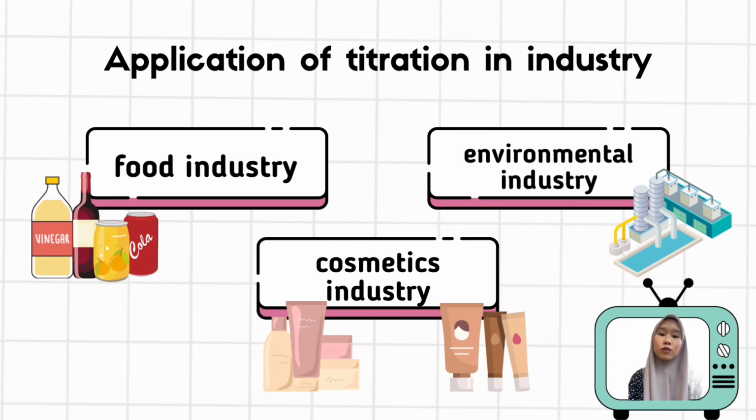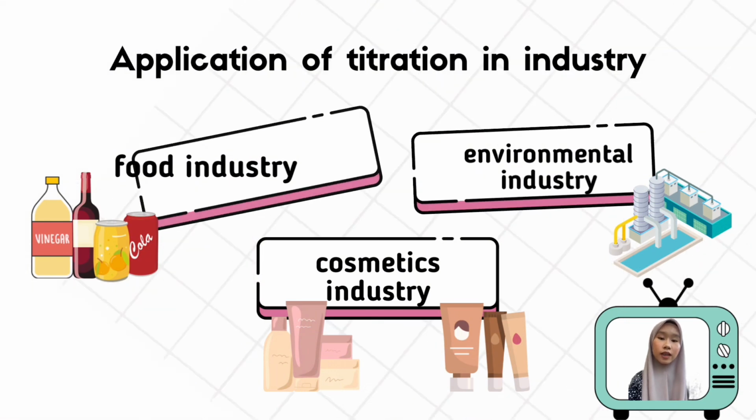Titration is also used in the cosmetics industry to measure the pH and active ingredient concentration in products like shampoo, creams, and lotion. Hence, it is also used for ensuring consistency of products over time.